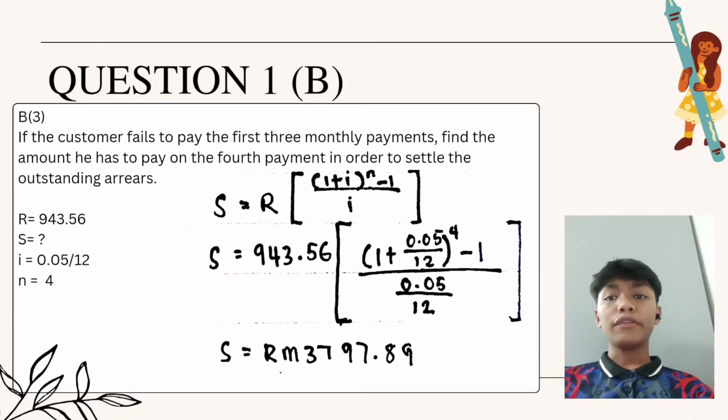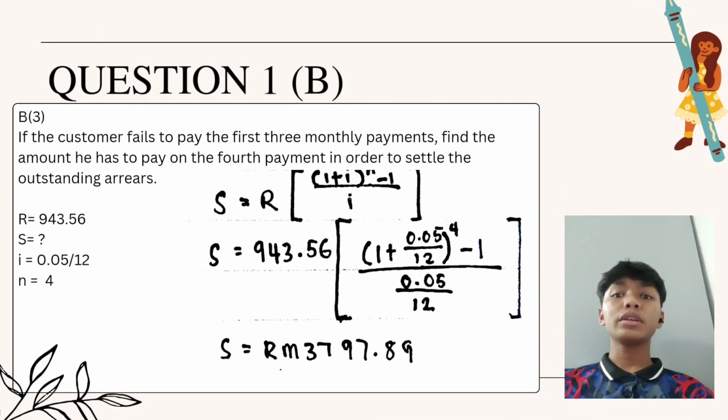Next question, B3. If the customer failed to pay the first 3 monthly payments, find the amount he has to pay on the 4th payment in order to settle the outstanding arrears. The formula I will use is S equals R times (1 plus i) to the power of n, minus 1, over i. In this case, we need to find the amount the customer has to pay on the 4th month. R is RM943.56, i is 0.05 per 12 and n is 4.